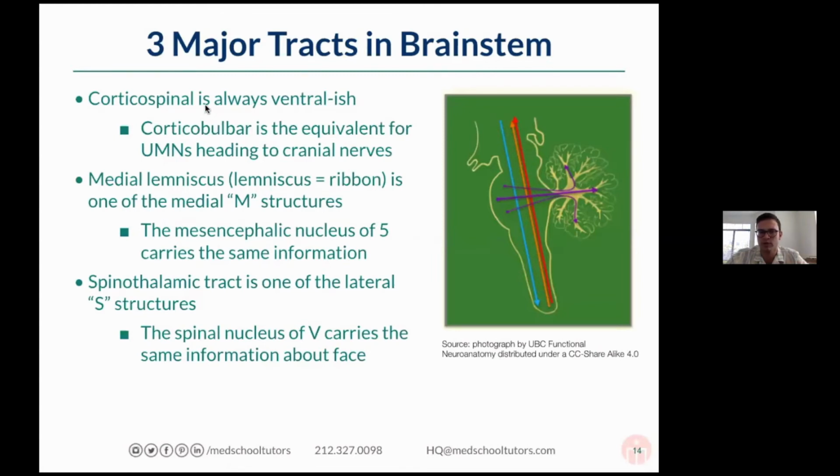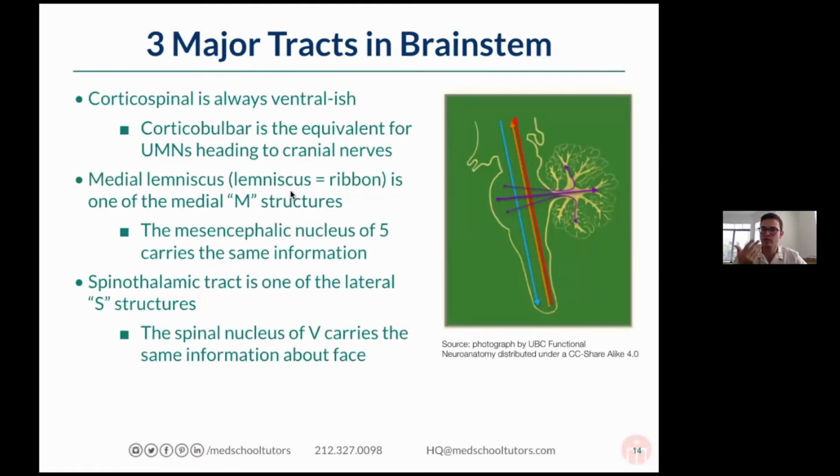Okay, so I sort of talked about this last time. Corticospinal is always ventral-ish. And to give you just the words, corticobulbar, bulbar means brainstem, right, is the equivalent. So it's the upper motor neurons going to the cranial nerves, right? So it's motor to cranial nerves. And it should just sort of say, yep, it's coming from the cortex to the brainstem.